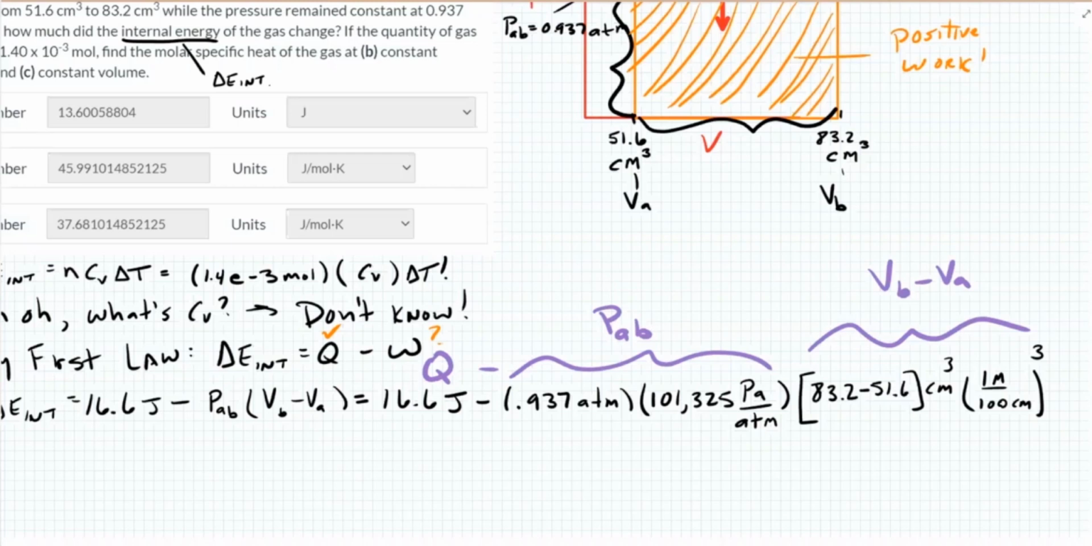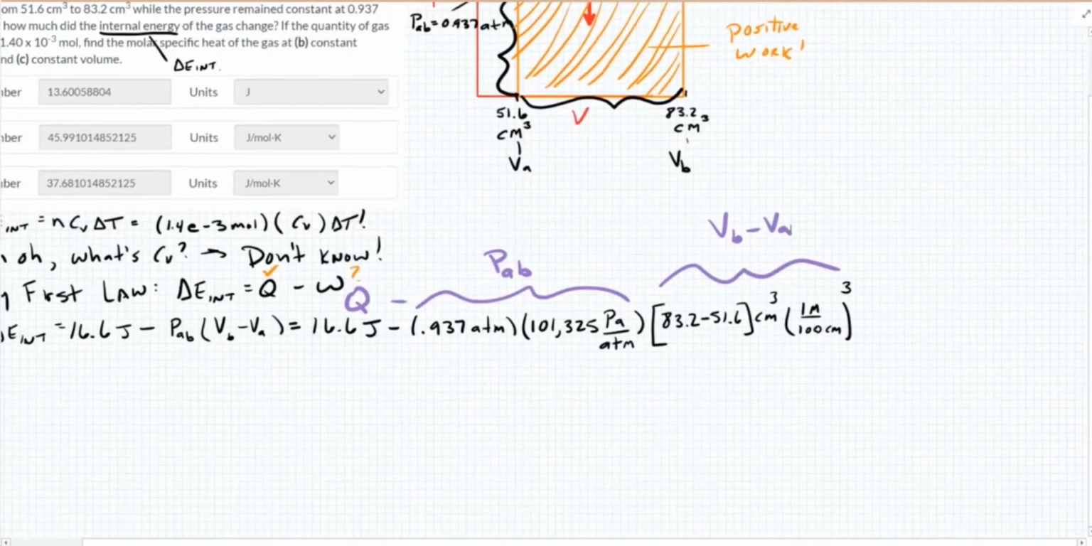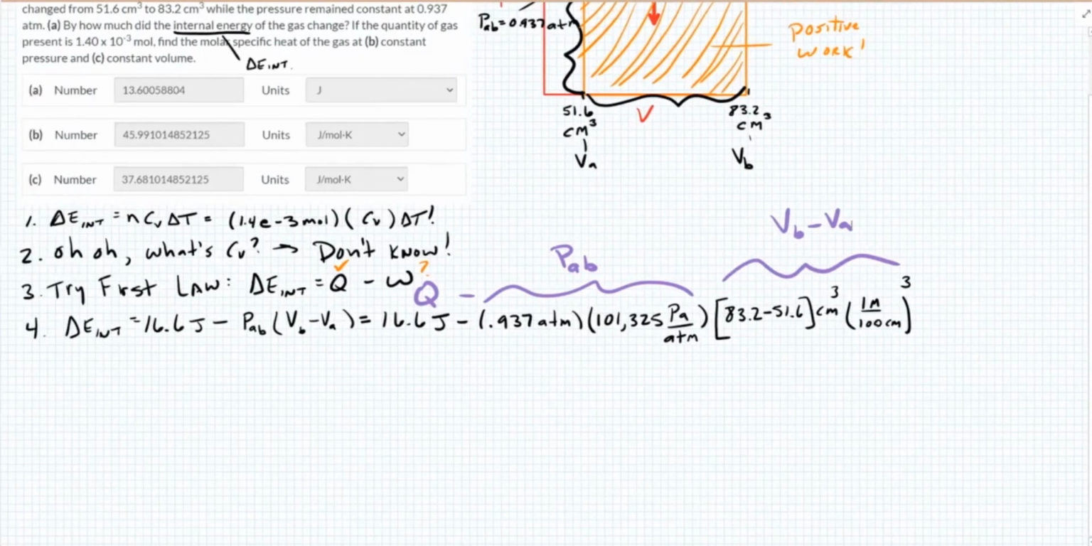13.6. Keep that in memory location. Equals 13.6 and some change. Joules, but dimensional analysis should have done it first.